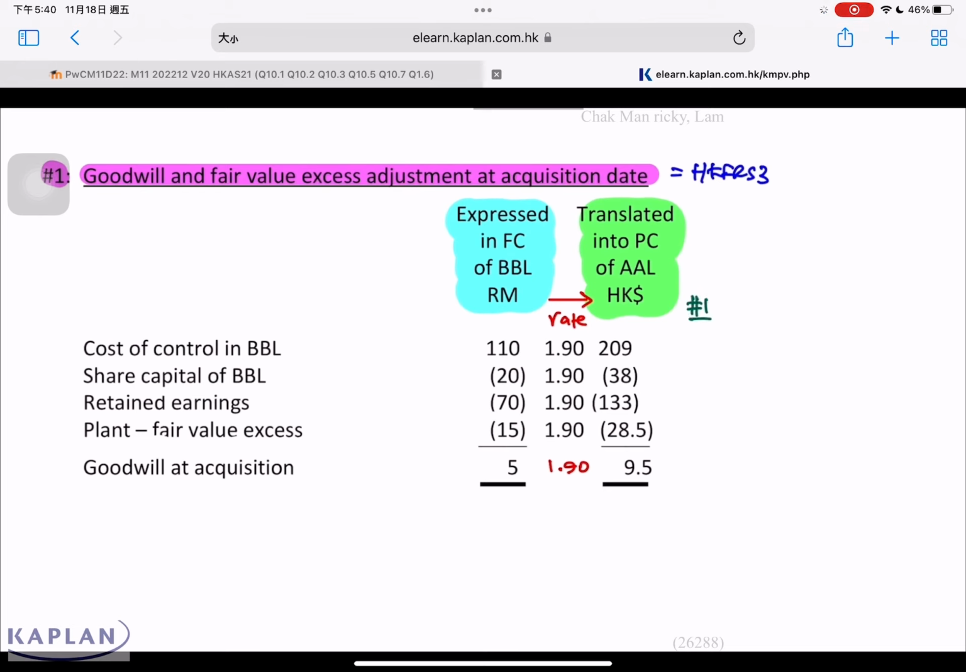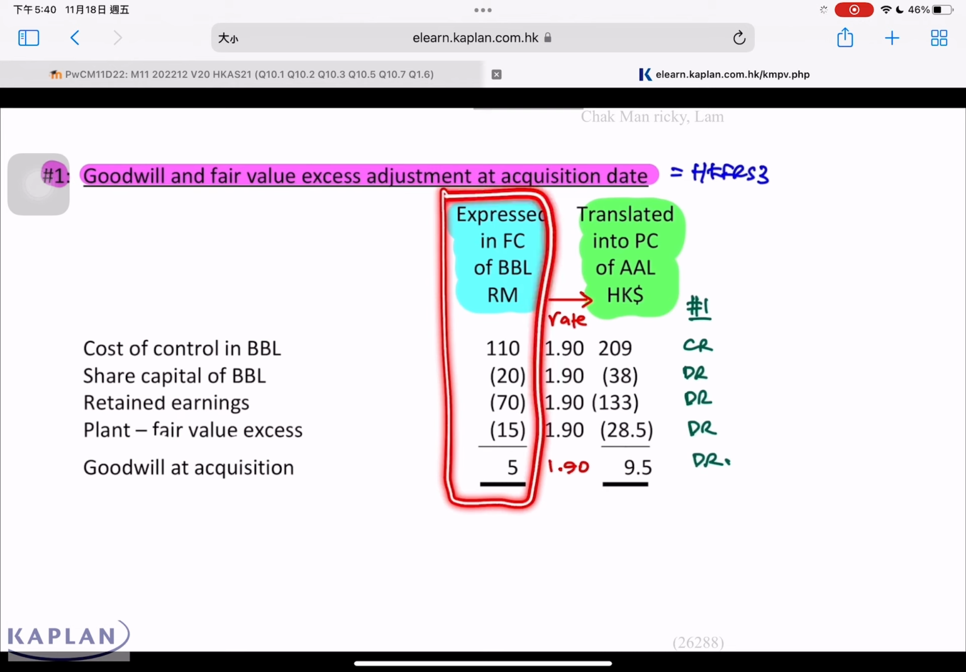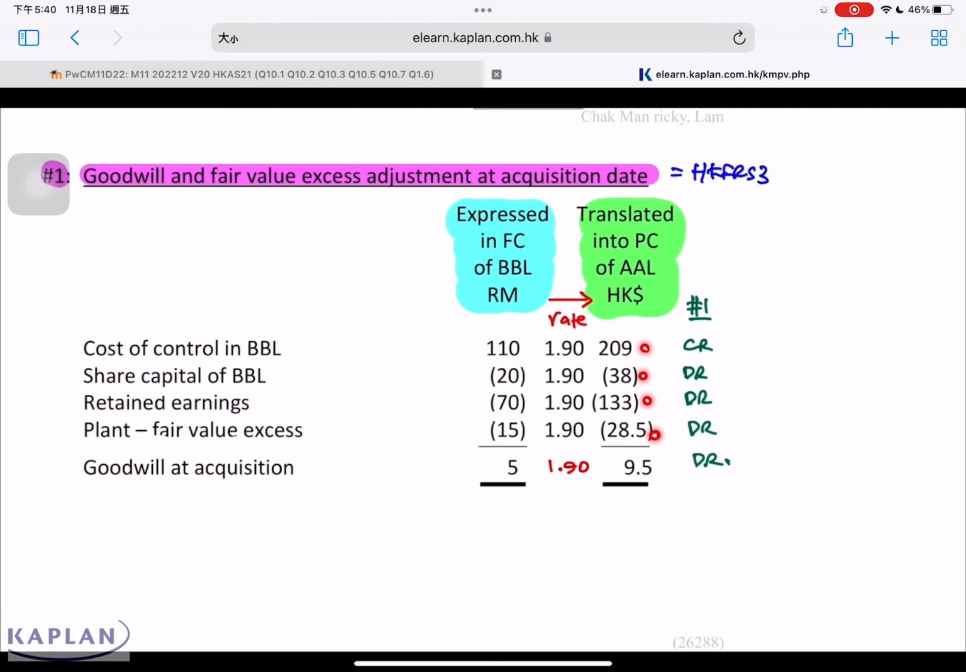Adjustment entry number 1. We have to eliminate the investment cost, credit, eliminate the share capital and retained earning, account for the plant assets, and the difference is goodwill. That's the first entry to calculate goodwill of the subsidiary. First, it must be expressed in the functional currency of the subsidiary. After that, translate into the presentation currency of the group. Then you pass the journal entry using the presentation currency. Use this figure for the worksheet.